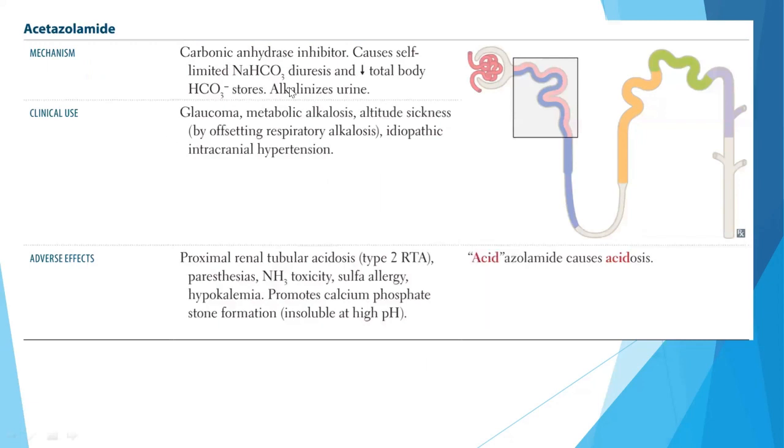A carbonic anhydrase inhibitor causes a self-limiting sodium bicarbonate diuresis. It decreases the reabsorption of sodium plus bicarbonate, and it decreases the total body bicarbonate stores. If more of the bicarbonate, or more of the alkali, is going into the urine, your urine will be alkaline, and the side effect will be metabolic acidosis. Clinical uses are glaucoma, metabolic alkalosis, altitude sickness, and idiopathic intracranial hypertension. Side effects could be type 2 RTA, ammonia toxicity, and metabolic acidosis.